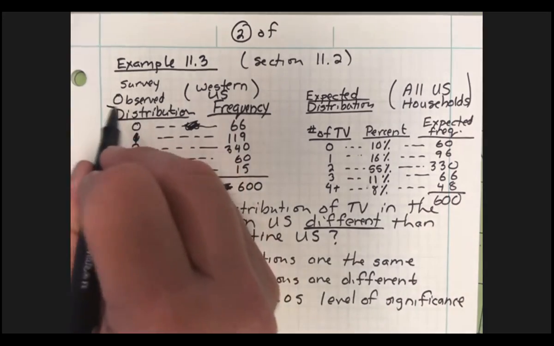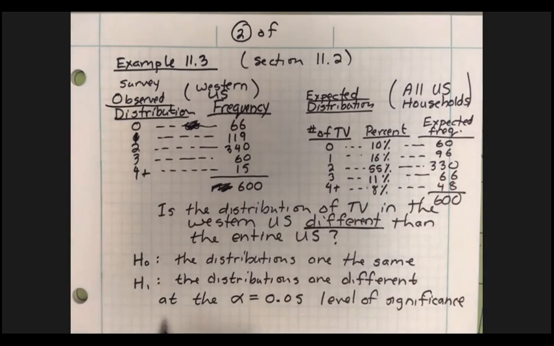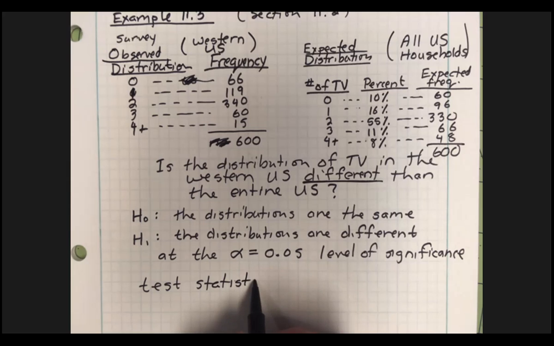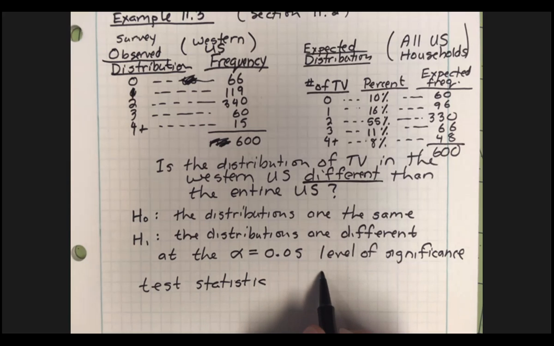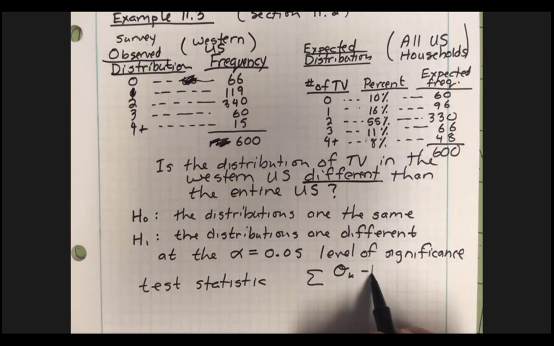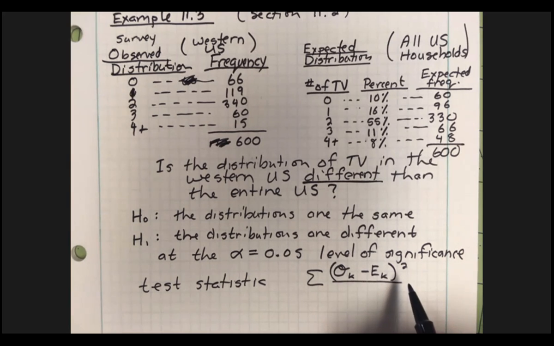Now let's key on the words observed and expected, because here's our test statistic. The test statistic says you add up. This is a funny symbol for adding up in mathematics. It's called sum. You add up each observed value minus each expected value, and you square that difference, and you divide by each expected value.